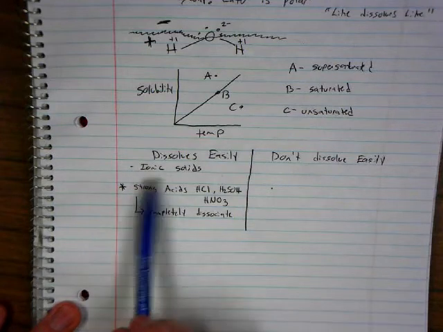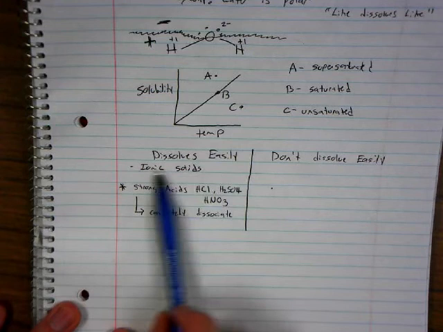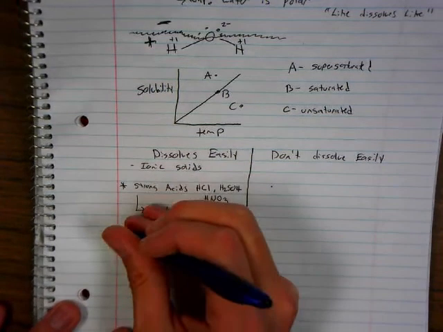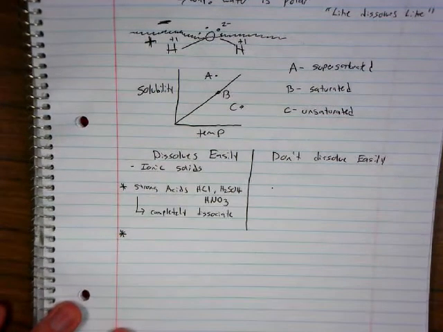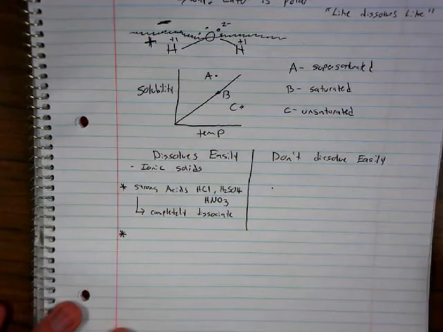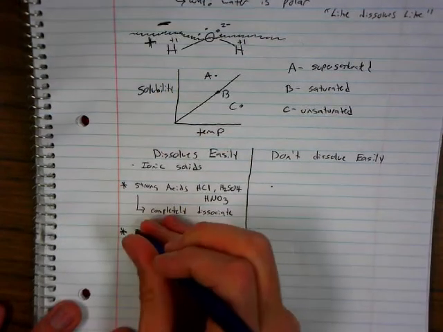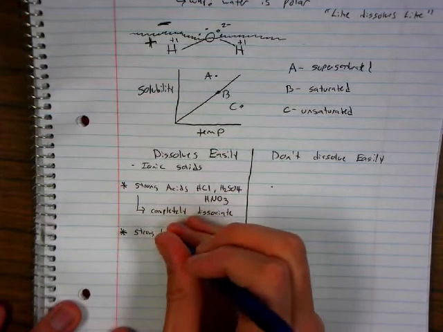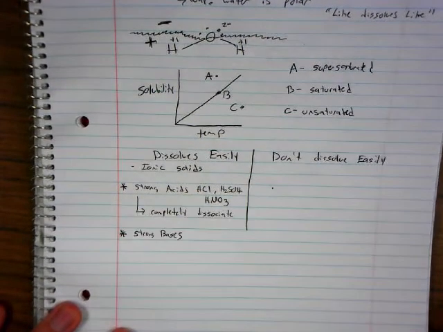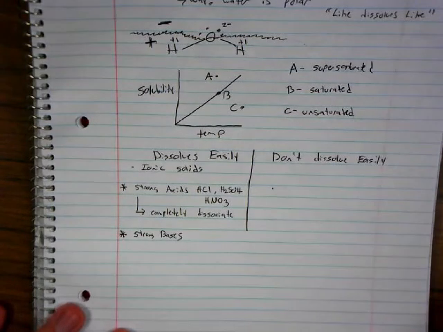Don't overthink it. Salt? Salt would be ionic solid. That'd be like sodium chloride. Strong acids dissociate, so strong bases, yeah.